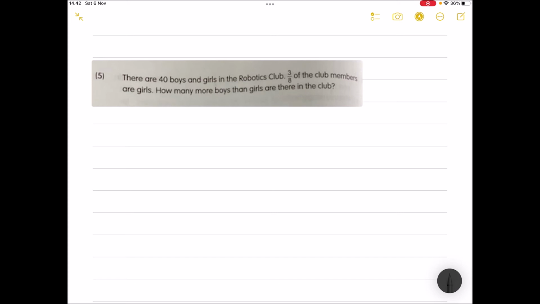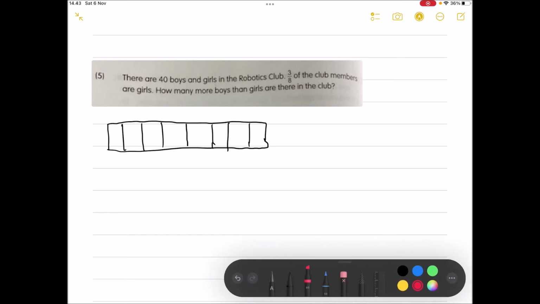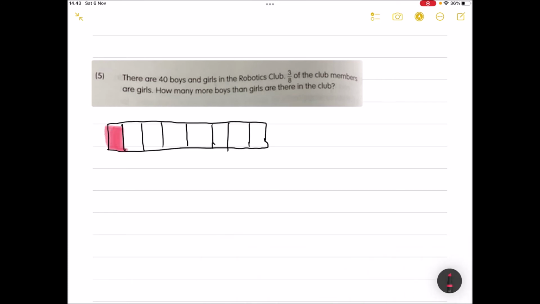So I know I will say that the club is one whole club. Okay, this is the club itself, one whole. Then we go with the 3/8, meaning I have to cut the club into 8 equal parts. One, two, three, four, five, 6, 7, 8. Yeah, now I have 8 equal parts. And I know that 3 of them, which I will color with red here, is girl.